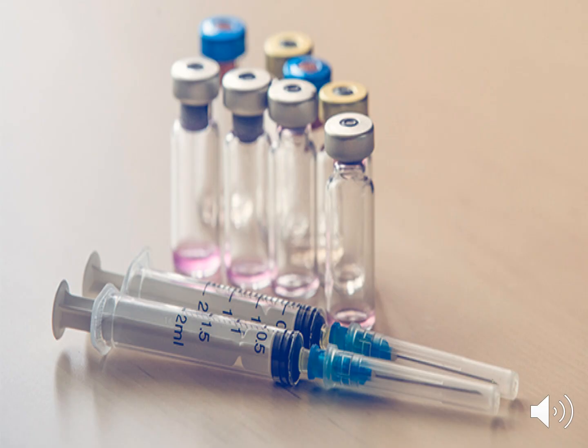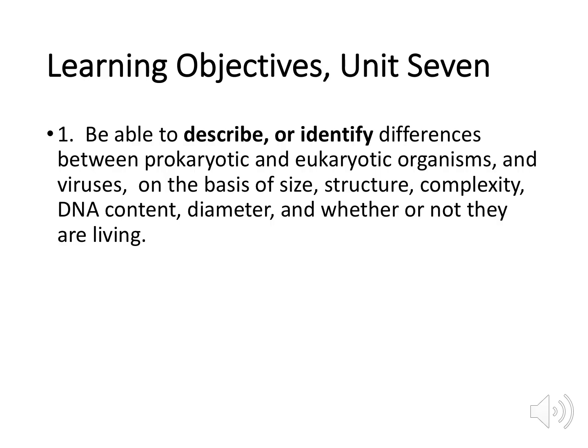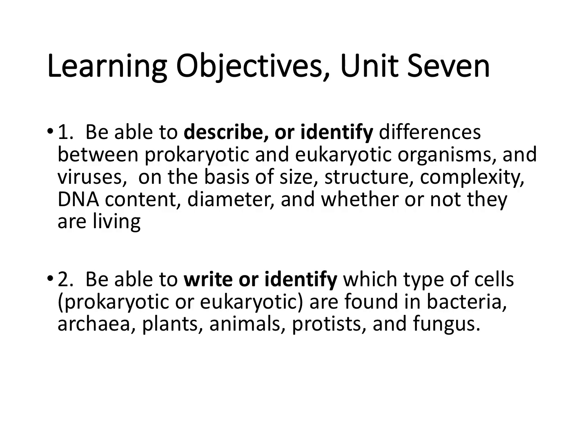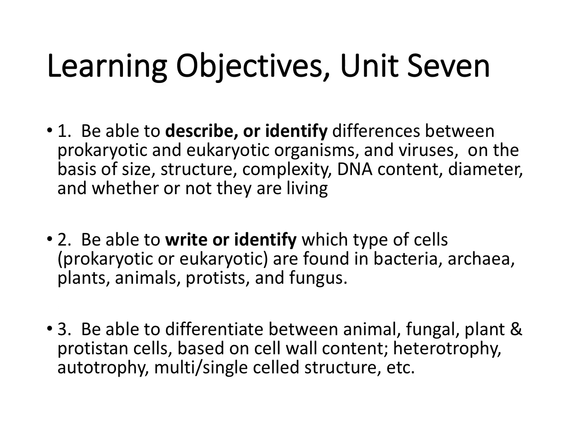So these are learning objectives for Unit 7. It says be able to describe or identify differences between prokaryotic and eukaryotic organisms and viruses. And remember, viruses, not organisms, on the basis of size, structure, complexity, DNA content, diameter, and whether or not they are living. And the plants and the fungus, completely non-motile. So of all the multicellular kingdoms, the animals are the only ones that are motile.